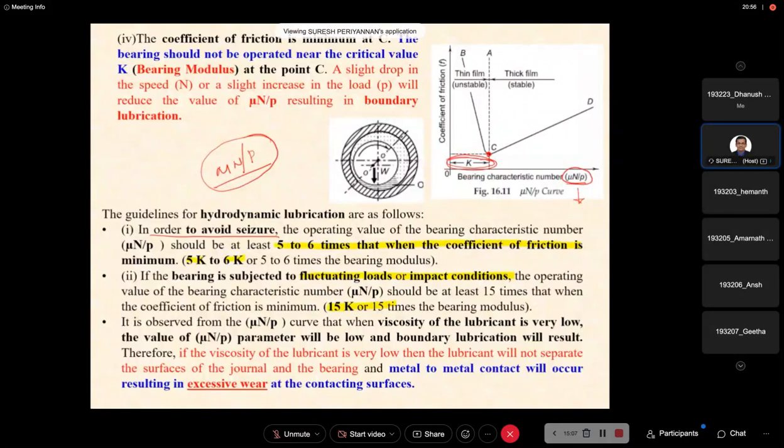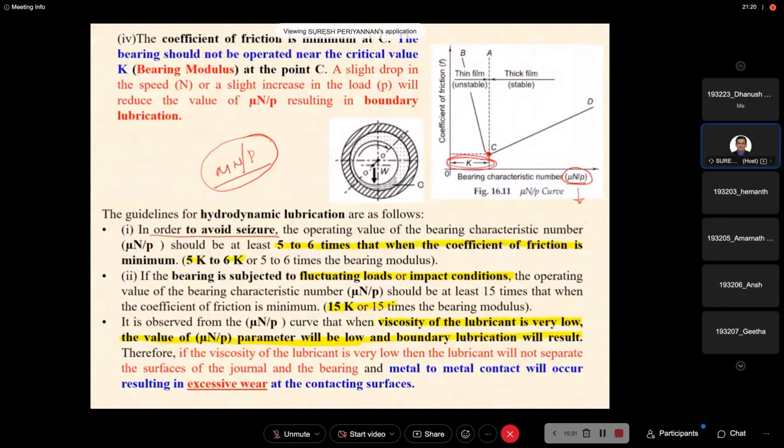Okay. Now see here, it is observed from that mu n by p curve that the viscosity of the lubricant is very low when the value of the mu n by p parameter is low, and that leads to boundary lubrication.